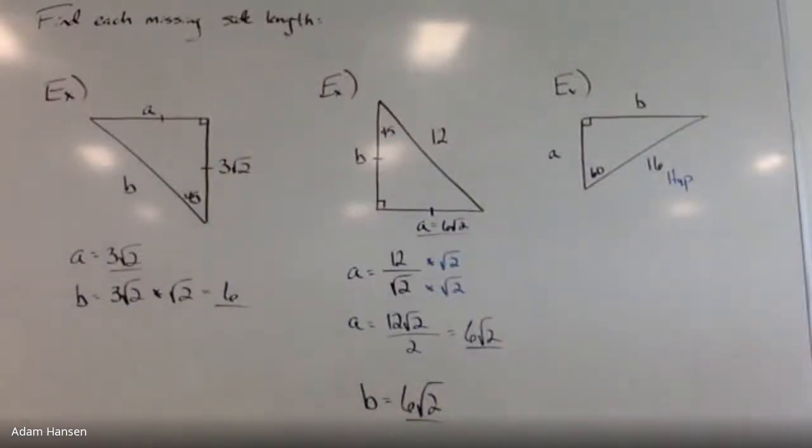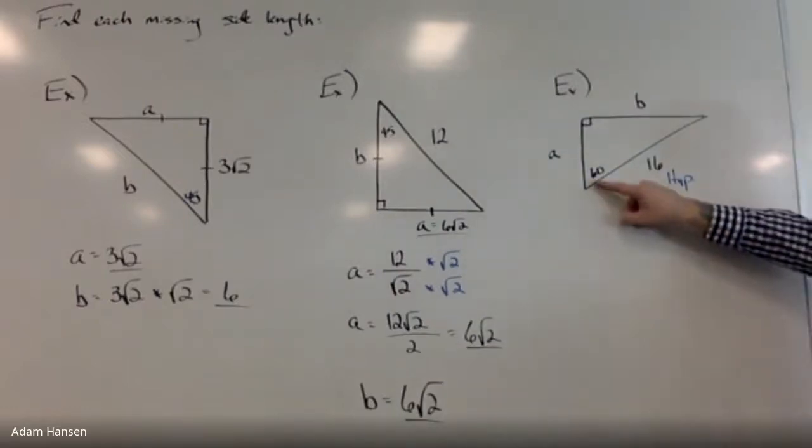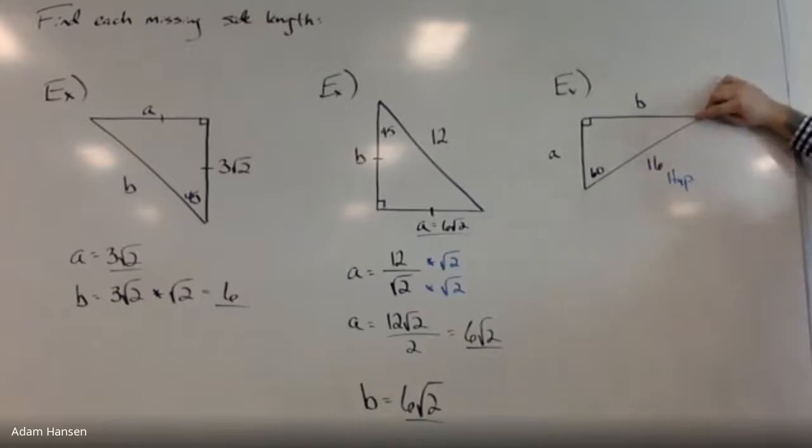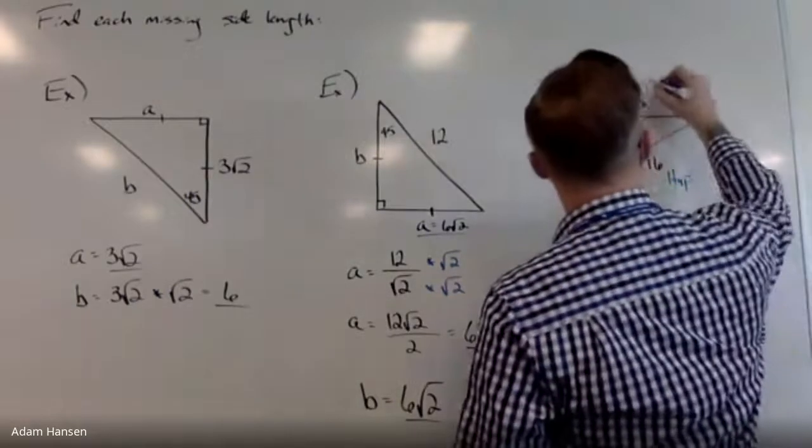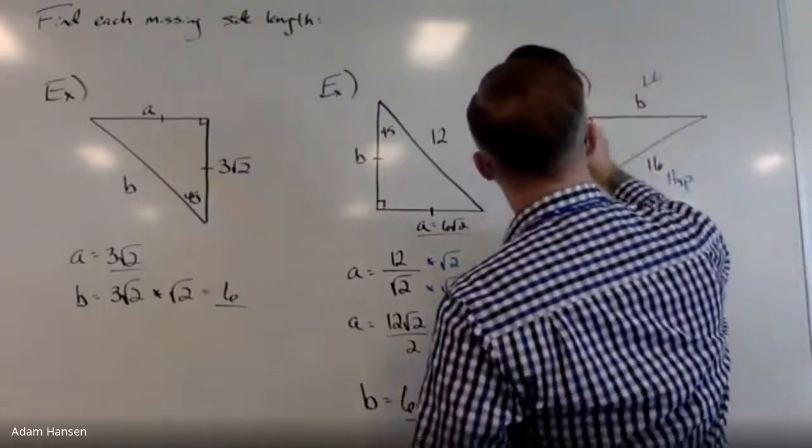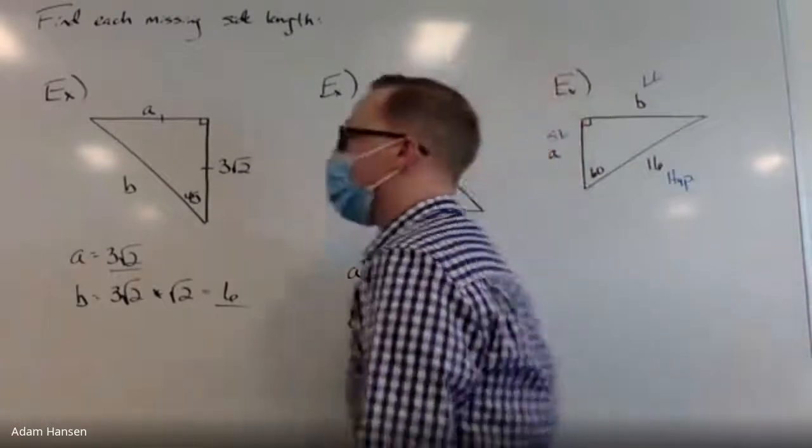In a 30-60, the 2 legs are different lengths. They're not the same angle. I don't have 2 of the same angles like in a 45-45. Which one's the long leg, A or B? B. It's the long leg because it's opposite the bigger angle. The side length opposite 60 is going to be bigger than the side length opposite 30. So I'm going to label this LL for long leg and SL for short.